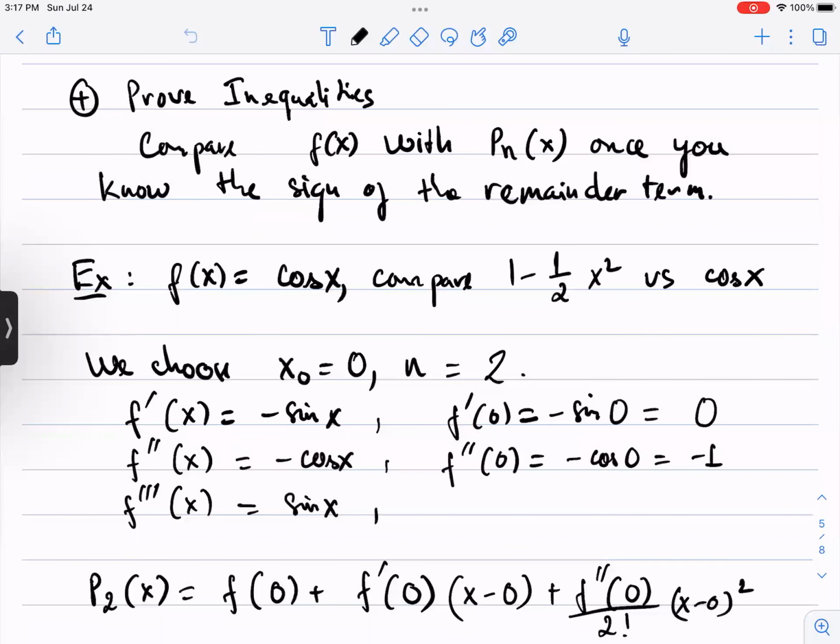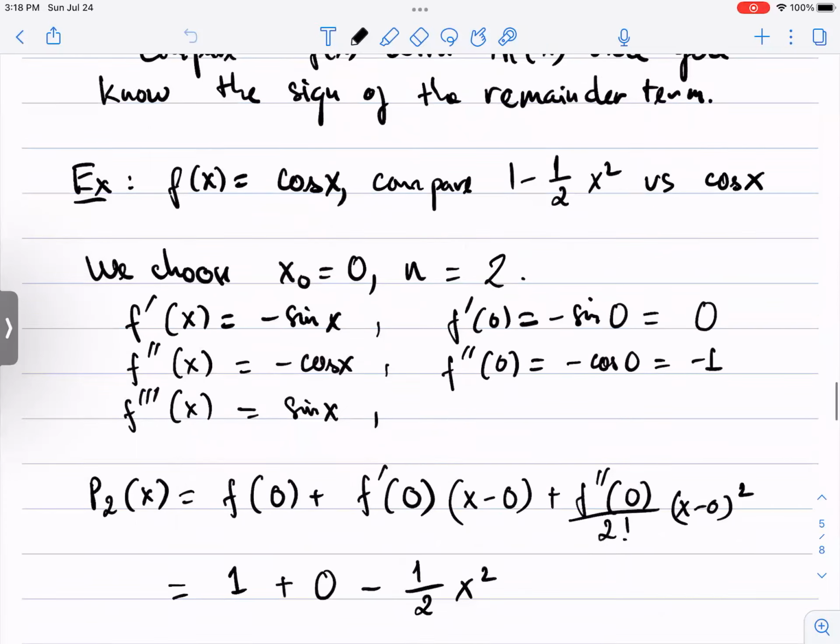The second application of the Taylor theorem that we're discussing today is to prove inequality. That is, we compare the function f of x with its associated Taylor polynomial Pn of x once you know the sign of the remainder term. Here is an example. Let f of x be the function cosine of x. We would like to compare 1 minus 1 half x squared with cosine of x.